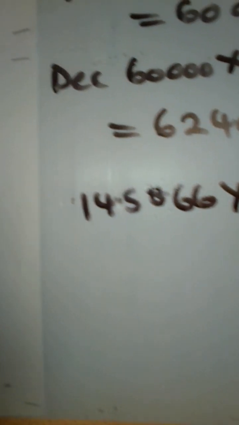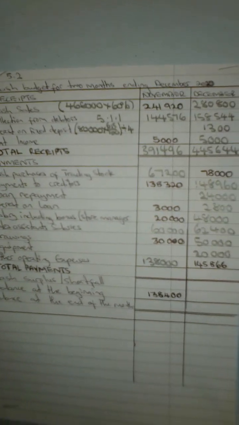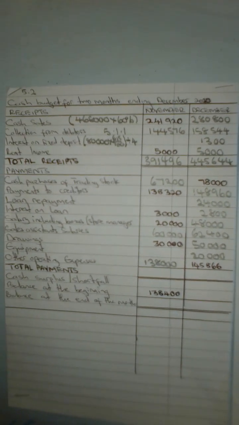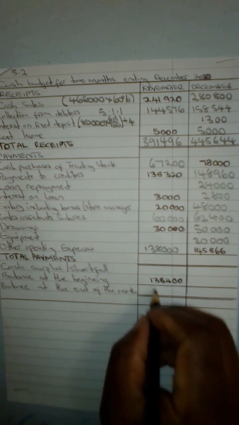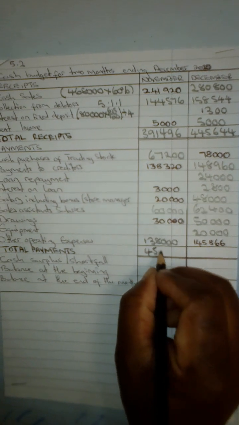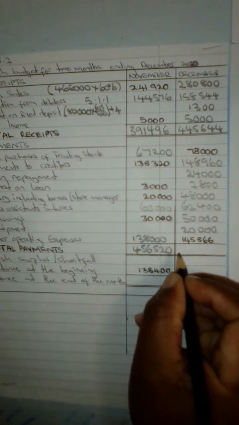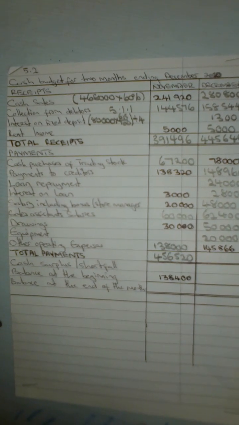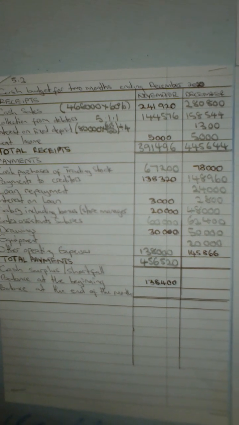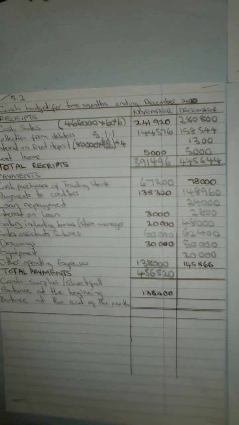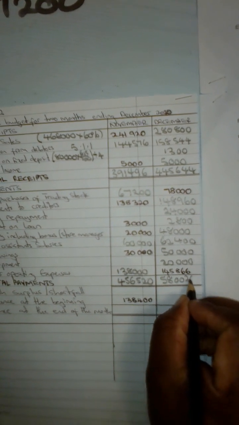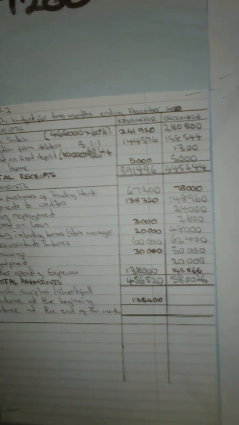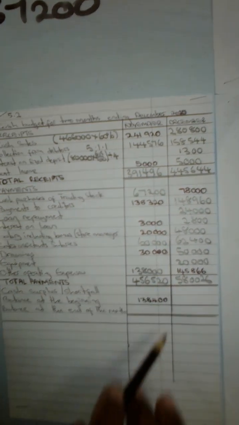Let's calculate the totals for November and for December. Okay, the total for November, let me go on to my calculator. Okay, the total payments is 456,520. The total for December, let me see, the total payments for December is 580,026. Okay, so we have got the total receipts, we have got the total payments.